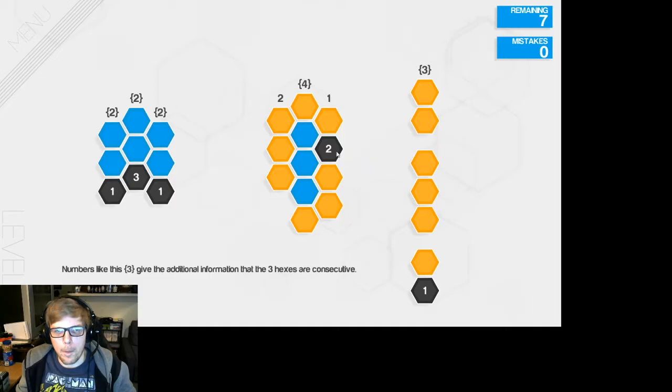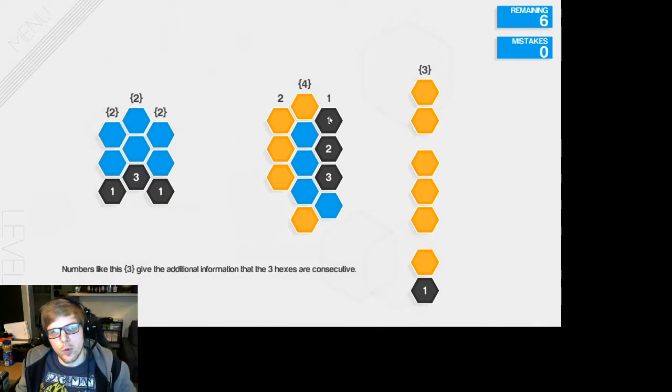For now, we get to look at this 2, and it's already adjacent to these 2, so we know that these 2 cannot be blue. Okay? However, this 1 says that one of the hexes in this column needs to be blue, and this is the only option. That goes along with this 3 here. Okay?